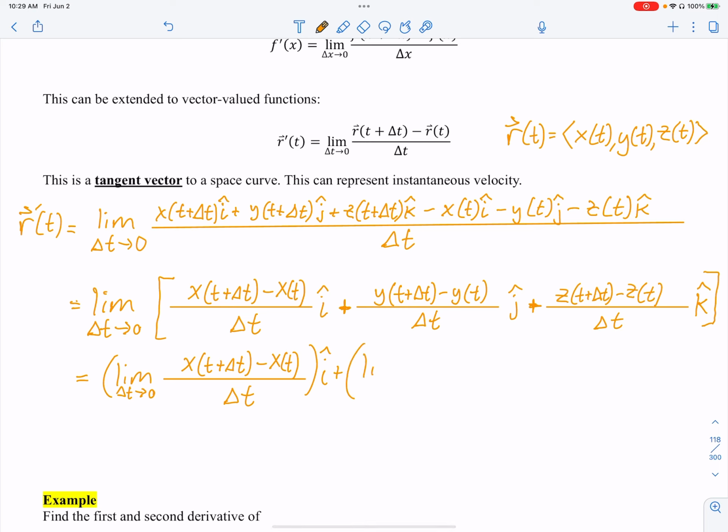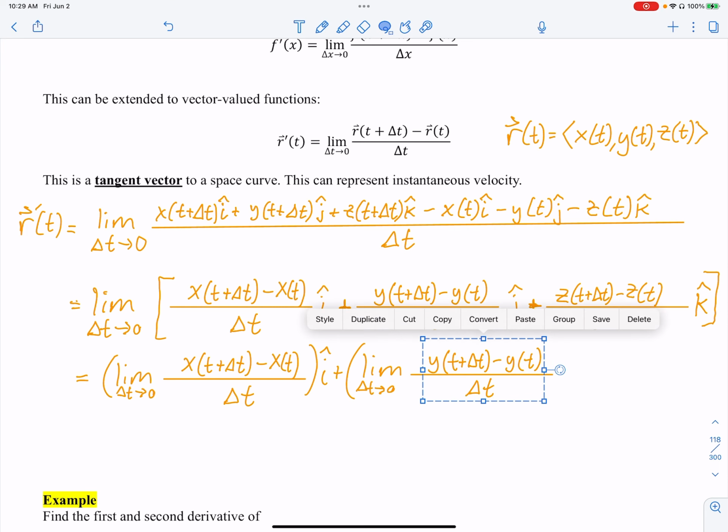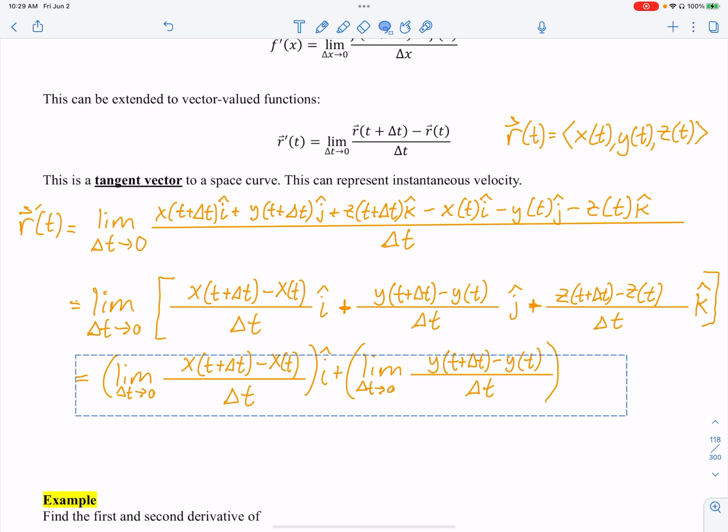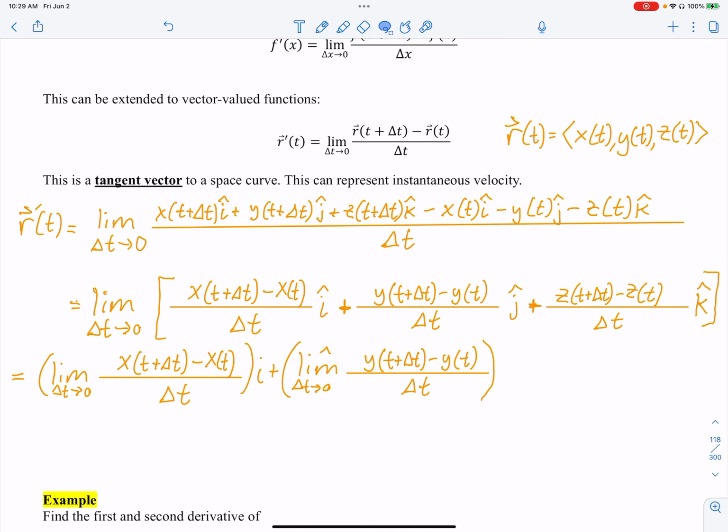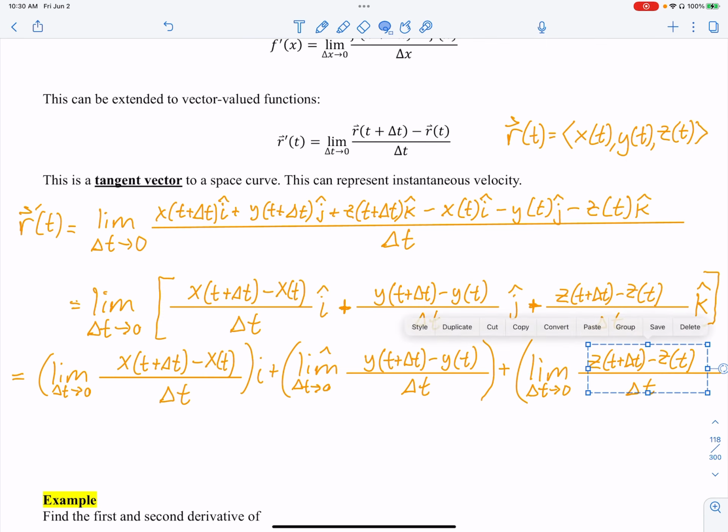plus the limit as delta t approaches 0. And I'm going to go ahead and duplicate the y's too. All right, that goes in there. And then let me scoot this over because I ran out of room. All right, plus, and then the last thing, we have our limit as delta t approaches 0, and then we have our z. All we did is, because we know we can, we distributed our limit.